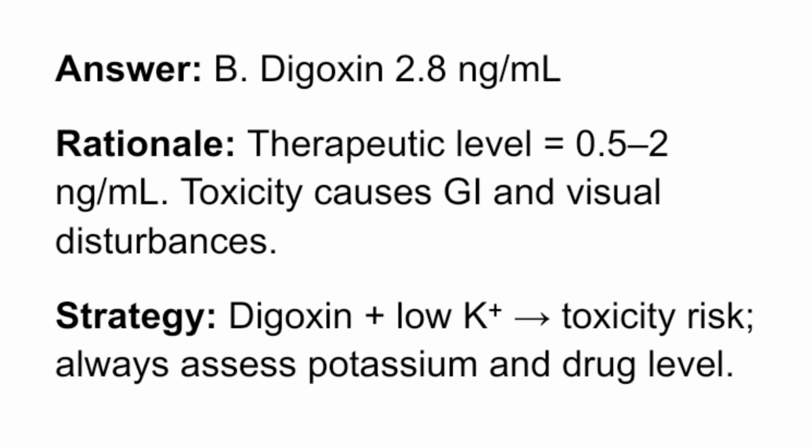Answer: B. Digoxin 2.8 nanograms per milliliter. Rationale: therapeutic level equals 0.5 to 2 nanograms per milliliter. Toxicity causes GI and visual disturbances. Strategy: digoxin plus low K raises toxicity risk; always assess potassium and drug level.